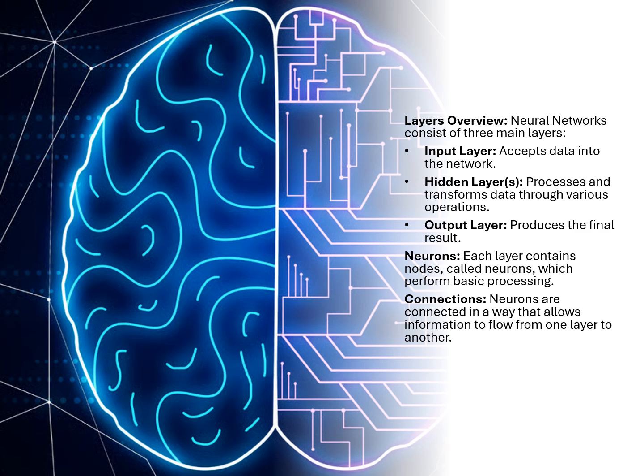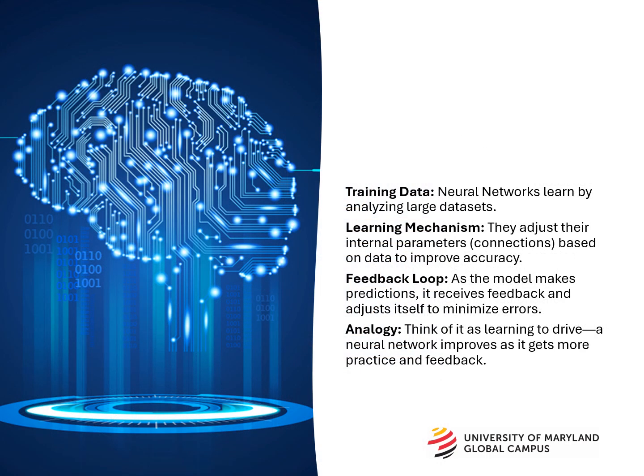So, to summarize this section, a neural network has three main layers: the input layer, hidden layers, and the output layer. Each of these layers contains neurons, and these neurons are connected in a structured way that allows information to flow and be processed effectively. Now that we've covered the structure of neural networks, let's talk about how these networks learn.